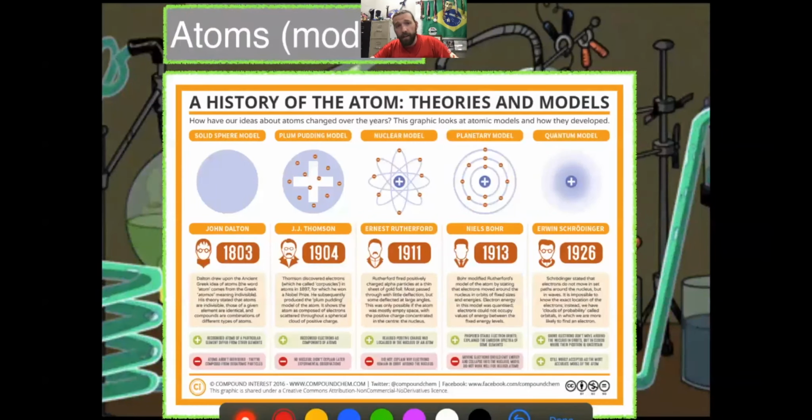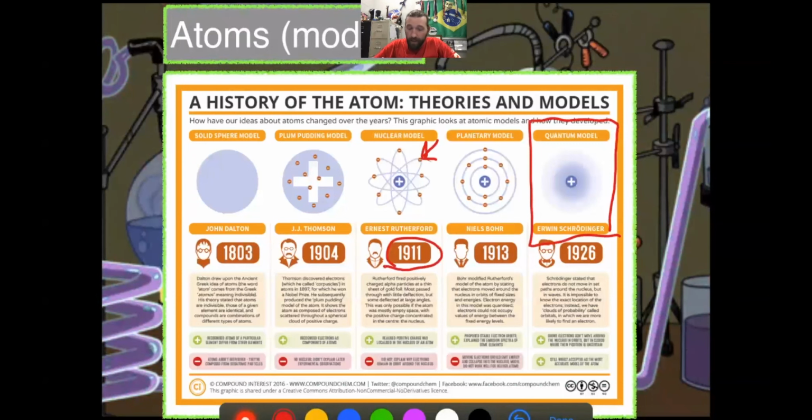Now, as I said, the nuclear model that I just showed you is an outdated form of what an atom looks like. The actual truth of what atoms look like is something more like the quantum model here. And you notice the old model that I just showed you has those electrons spinning around like planets around the sun.